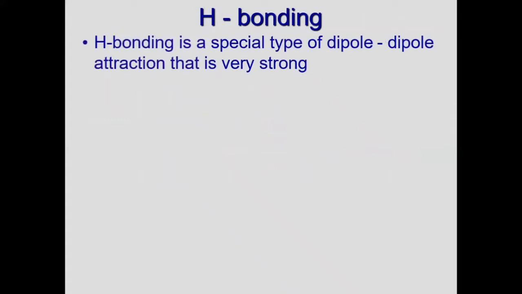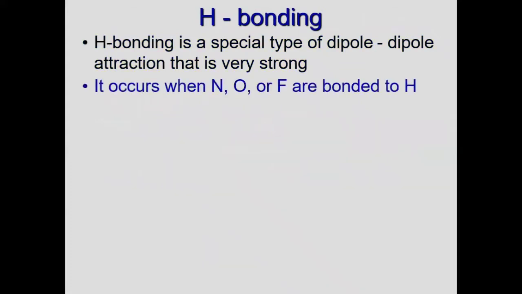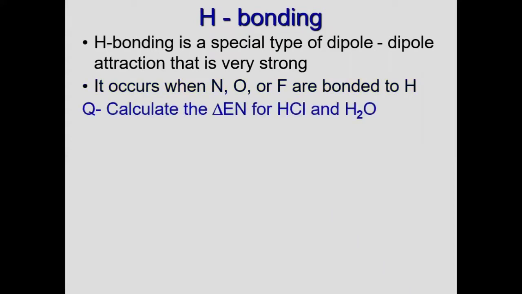However, hydrogen bonding is a special type of dipole attraction that is very strong, and it occurs when nitrogen, oxygen, and fluorine are bonded to hydrogen. Kaya nga hydrogen bonding eh. Hydrogen is bonded to nitrogen, oxygen, and fluorine. Tama ba yung fluorine?